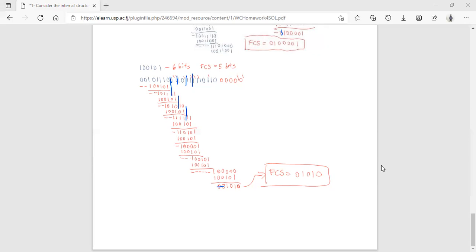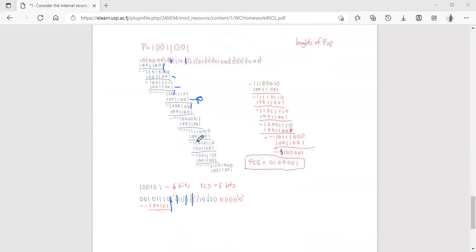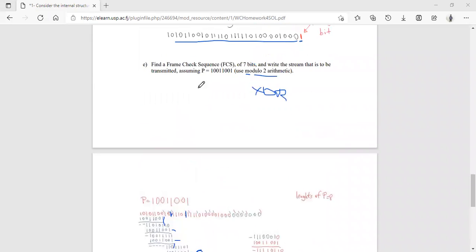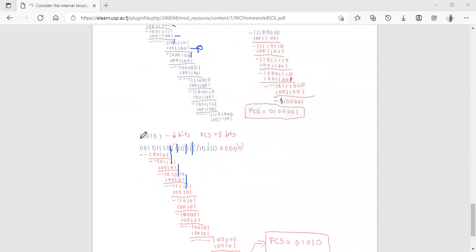Okay. Remember, this was just an example. This calculation is part of the question that we have over here. So this is just an example. Okay.